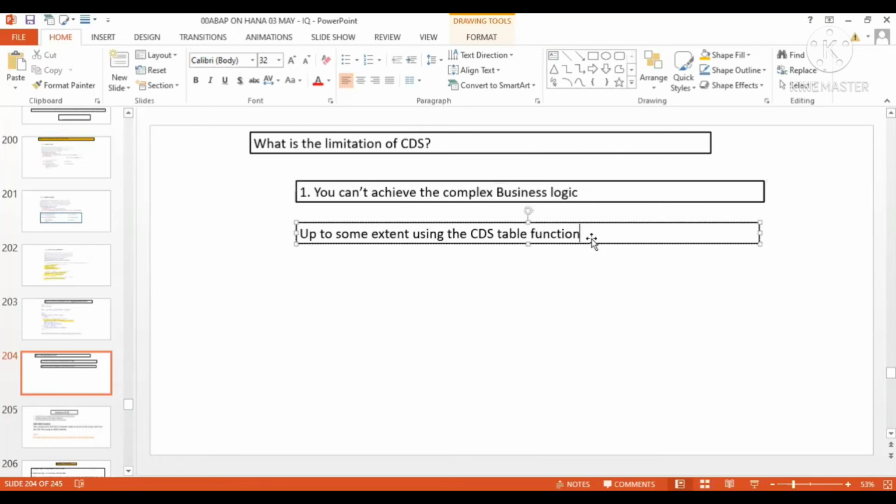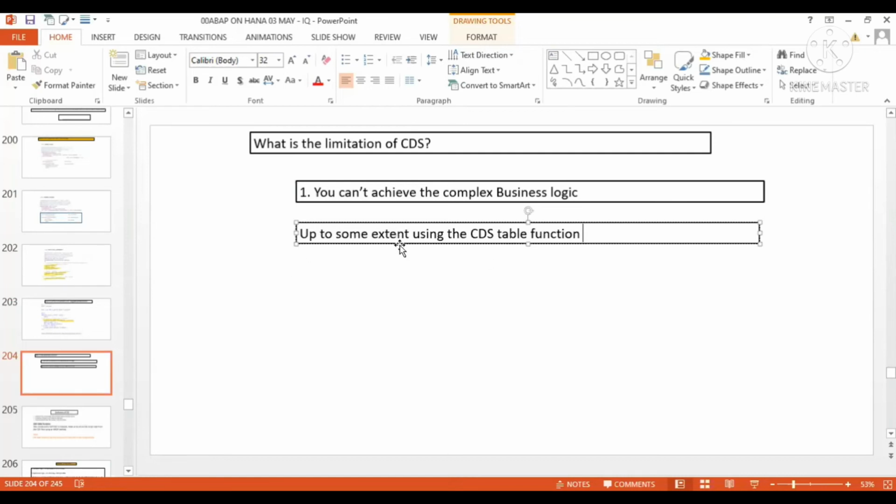Okay. So we have the concept of CDS table function where you can write the complex business logic, but the only drawback is that it can have a maximum of one returning parameter, right? You cannot have multiple importing, exporting, changing parameters. That is not there. And that's the reason we are still using AMDP. Otherwise, we could have used the table function if it supported importing, exporting and everything. Then we could directly use the table function and might have used CDS for all purposes, right? But due to that limitation.